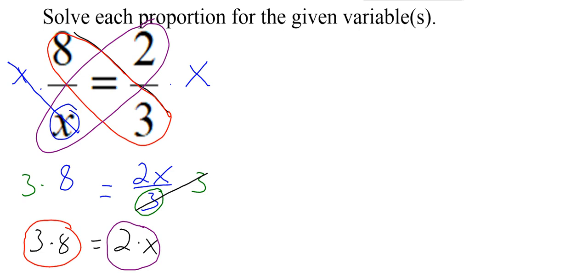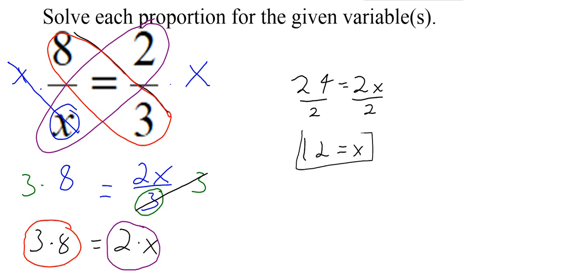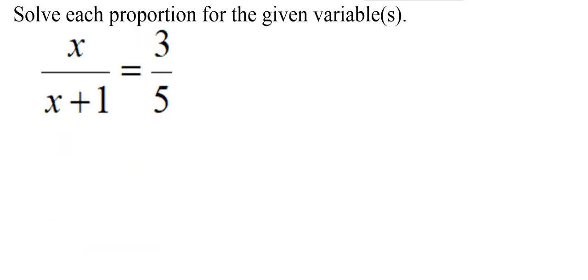So this cross product, if we simplify it here, we get 24 equals 2x. Divide by 2. Divide by 2. I get 12 is equal to x. So we're going to use this cross product to solve our proportions, but remember, it's just using these properties of multiplying out to undo our division and then collecting and multiplying out. So let's look at a different one.